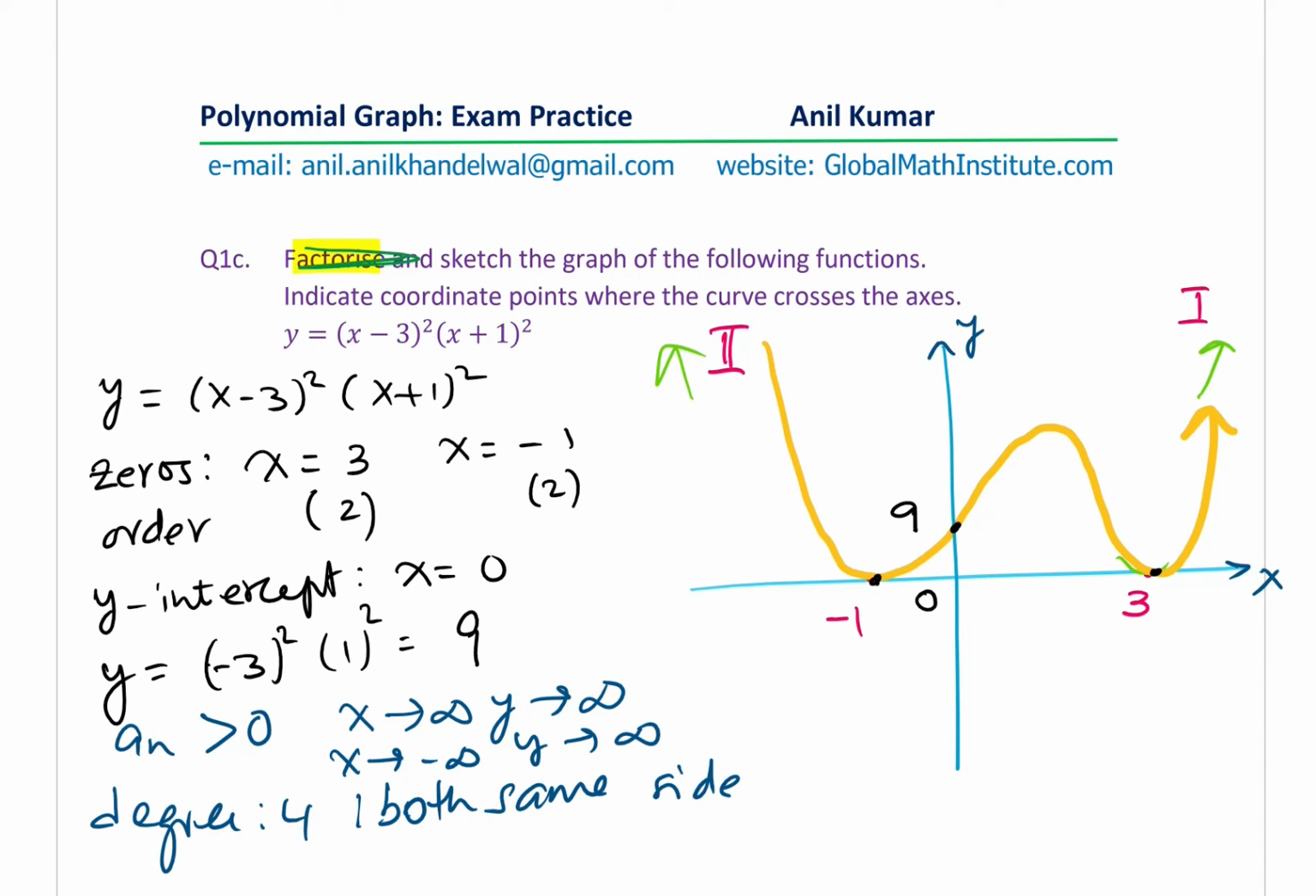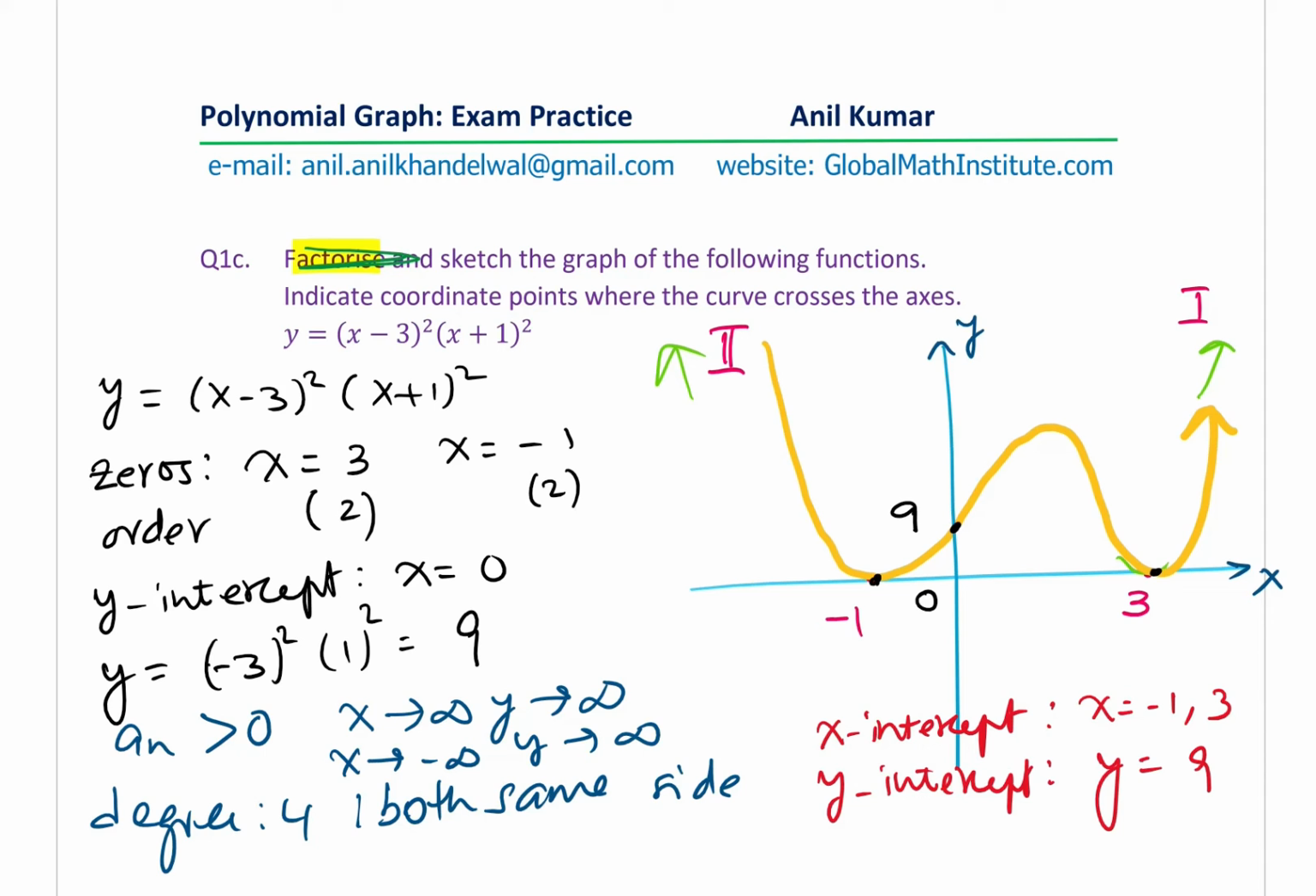And clearly, we can write down the x and y-intercepts. So we say x-intercepts are at x equals to minus 1 and 3, and y-intercept is at y equals to 9. Clear? We are almost at the midway.